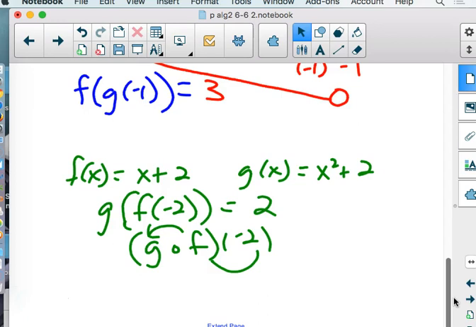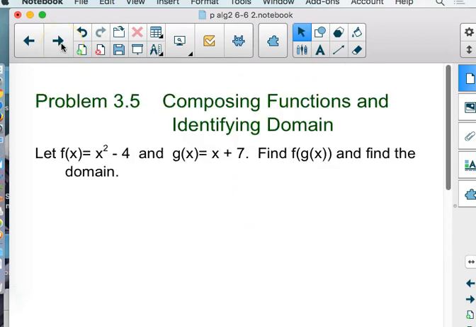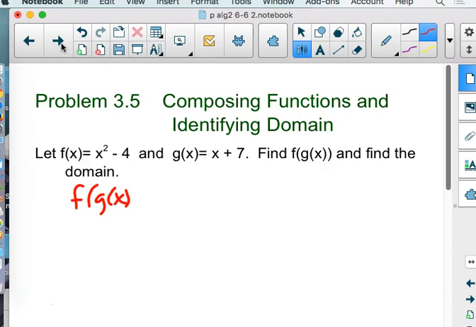So now on the next page, there's something different. Composing functions and identifying domain. Let f of x equal x squared minus 4 and g of x equal x plus 7. Find f of g of x and find the domain. Oh, all right. F of g. Where's the number? There's supposed to be a number in there.